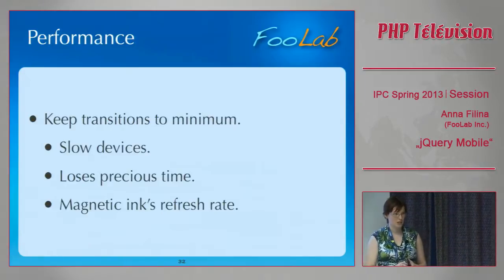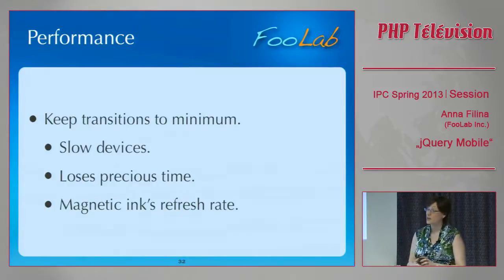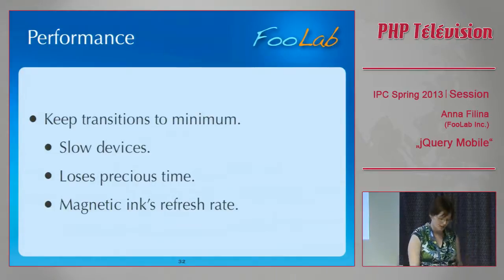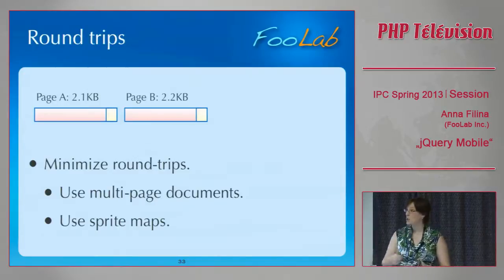Magnetic ink doesn't refresh at 60 frames per second. It's very slow. It's going to be very choppy. You can try. I haven't tried, but I would think that it's very choppy because of how much time it takes just to turn the page on a book. There's also download speeds.